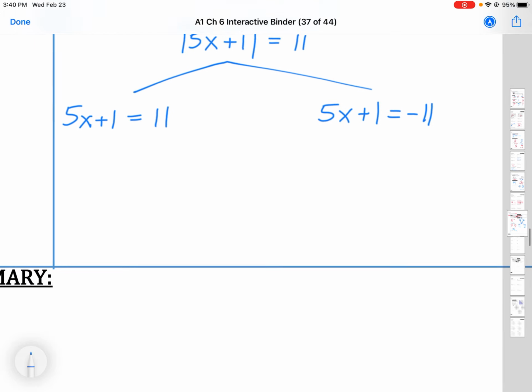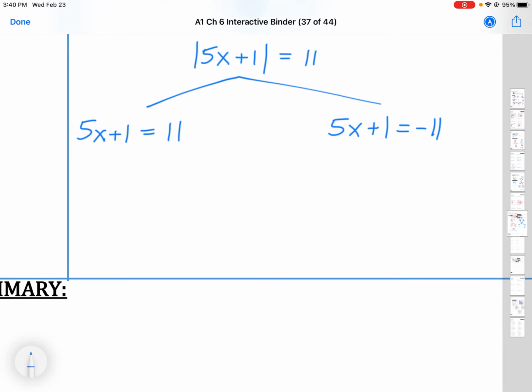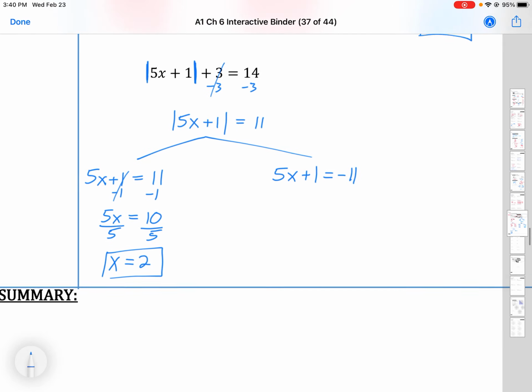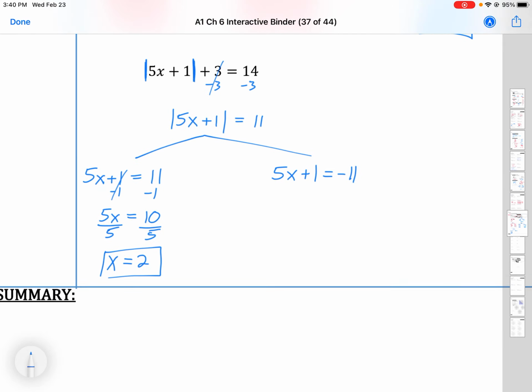I'm just going to do the left side, and then I'll flip over to the right side. I need to subtract this 1. So now I get 5x is equal to 10. These 1's go away. If I divide by the 5, I get x equals 2. All right, so that is my first answer, and then I also need to solve the other side here to get my second answer. So I again need to subtract the 1.